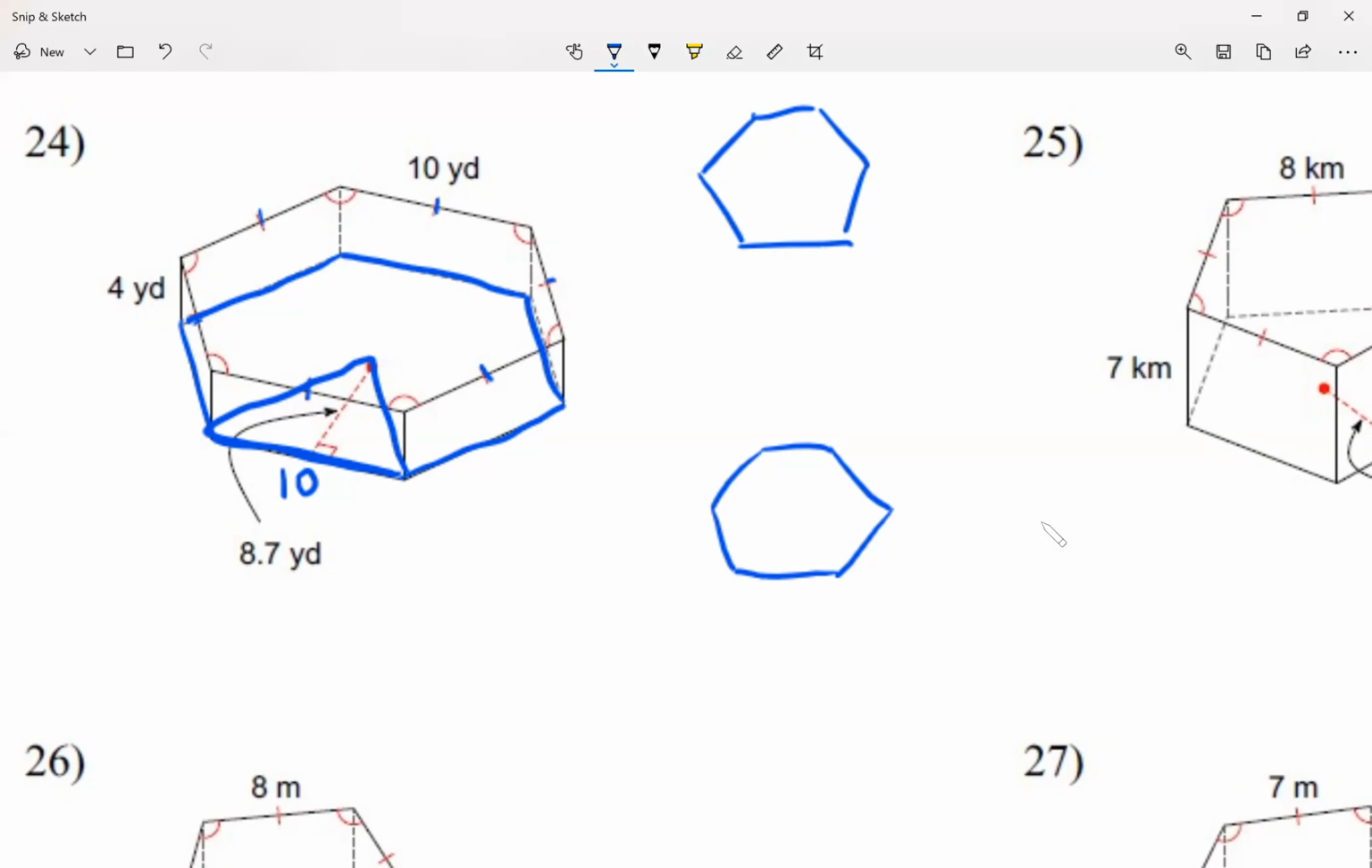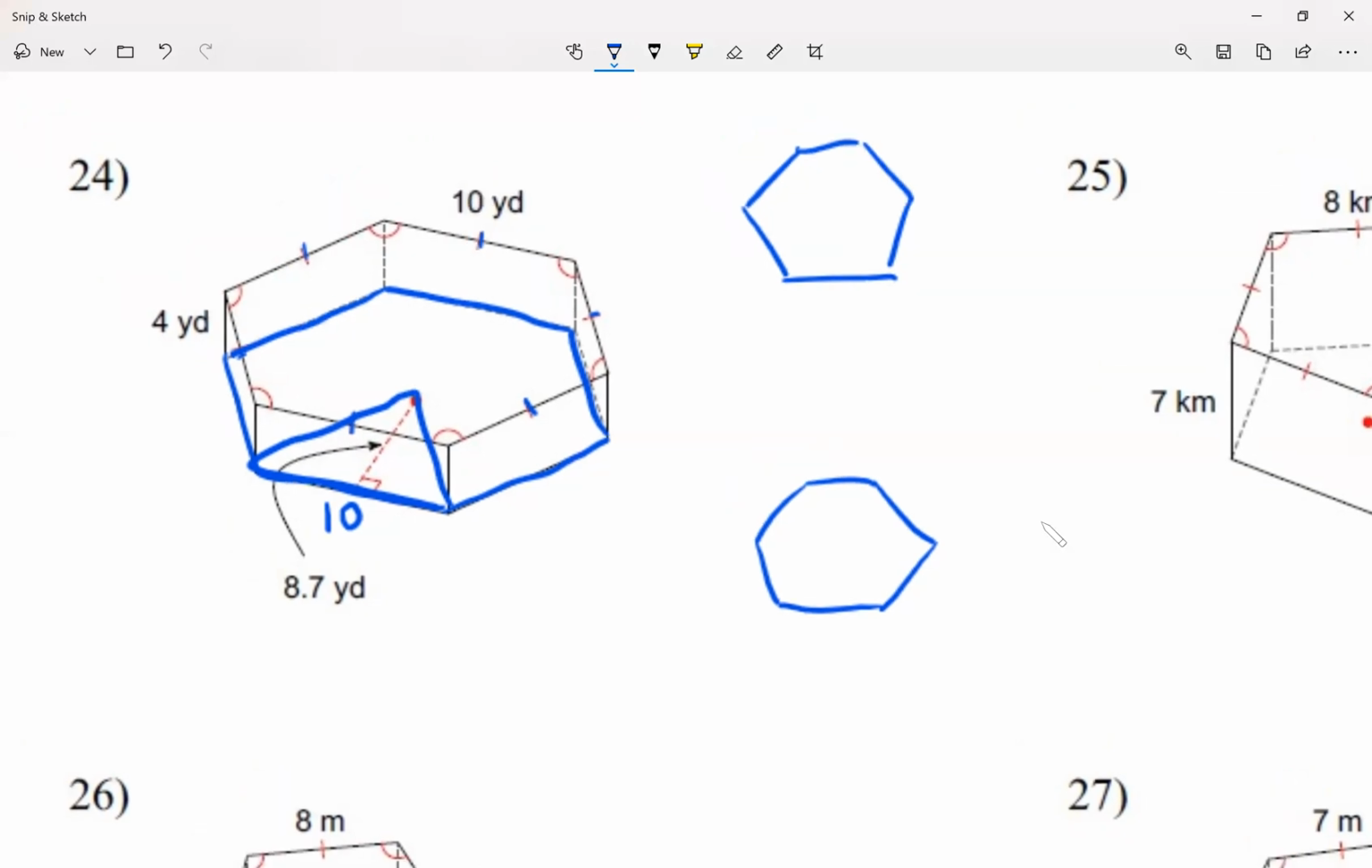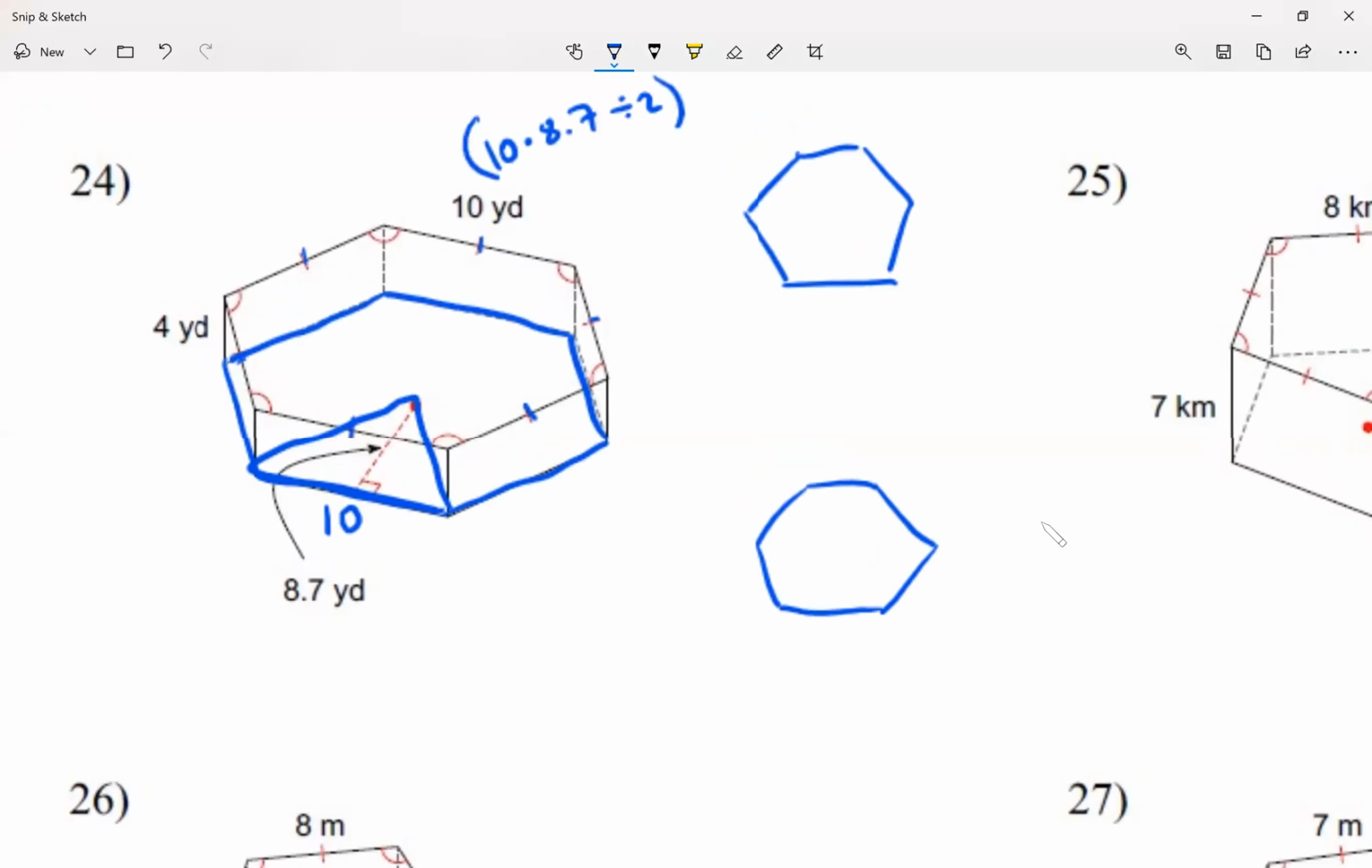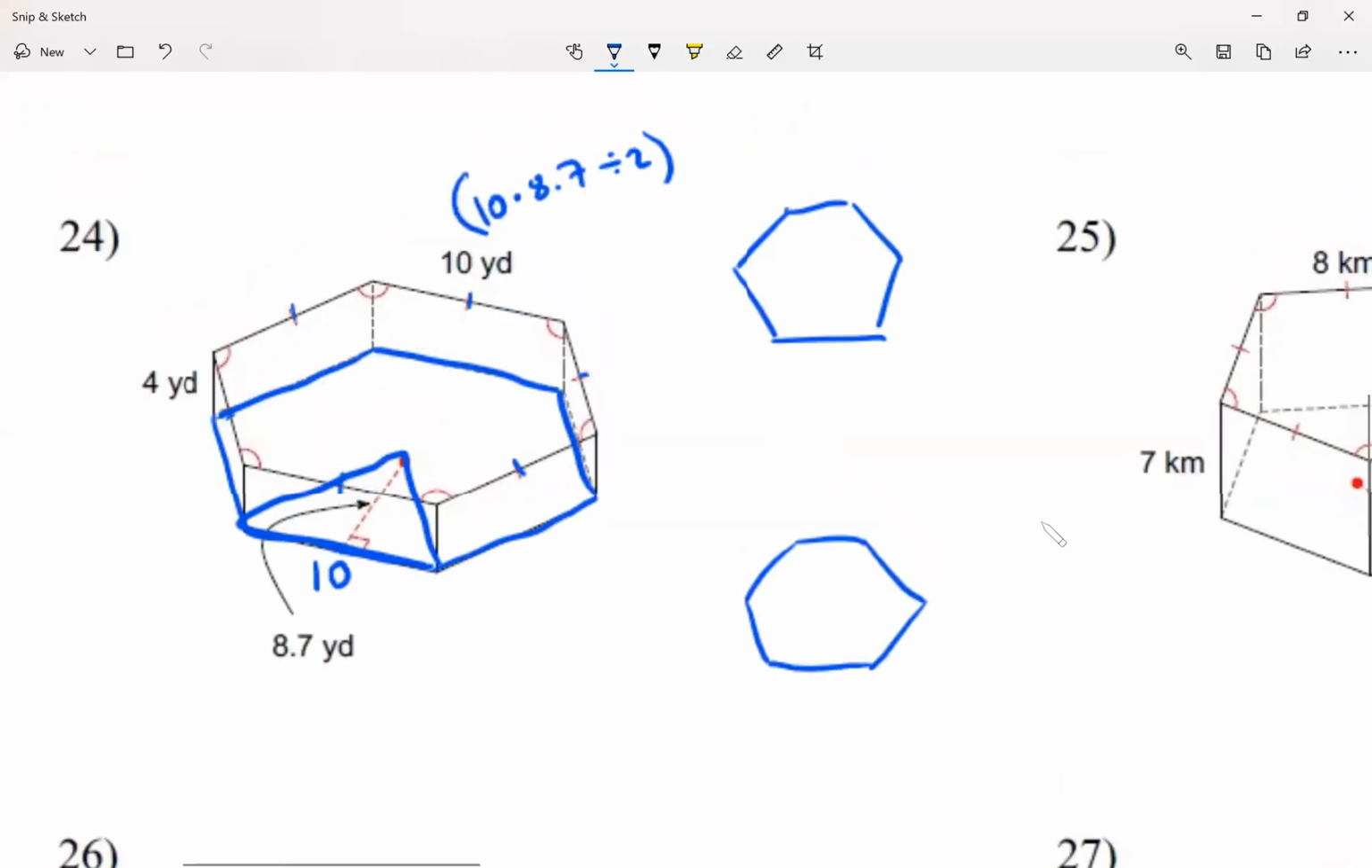So I remember that last week when we were dealing with polygons, I said, get the area of that triangle first. So I'm gonna go 10 times 8.7 divided by 2. Let me put parentheses. That's just that one triangle, right? 10 times 8.7 divided by 2. Whatever we get for that triangle, I'm going to multiply by 6, and the reason is because there's 6 sides on my polygon. If there were 5 sides, I would multiply by 5.